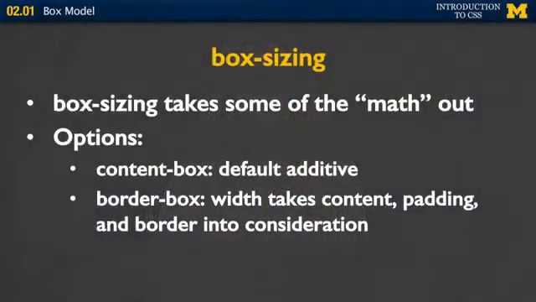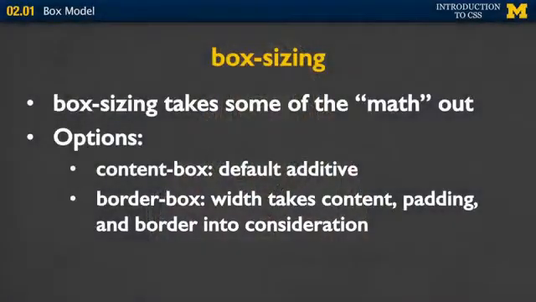Finally, when we talk about this, I wanted to add one more option, and that's called box-sizing. What box-sizing does is it takes some of the math out of that additive height and additive width. Your options are content-box, which is just your default additive, where you're going to have to remember how much space you're using. The next one is called border-box. And border-box takes the width, the content, the padding, and the border all into consideration.